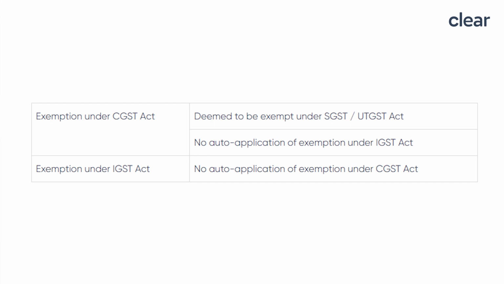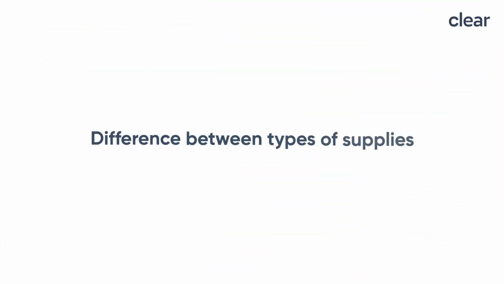Let's look at the effect of exemption under one GST law on another GST law. Exemption under CGST Act will be considered as exemption under SGST or UTGST Act, but will not be considered an exemption under IGST Act. Also, the exemption under IGST Act will not be considered as exemption under the CGST Act.